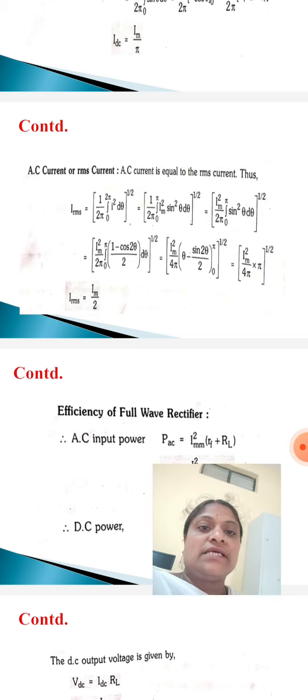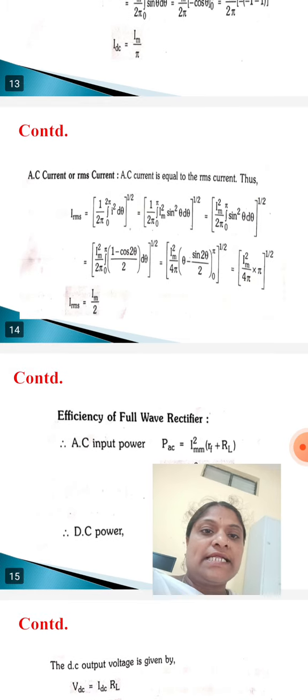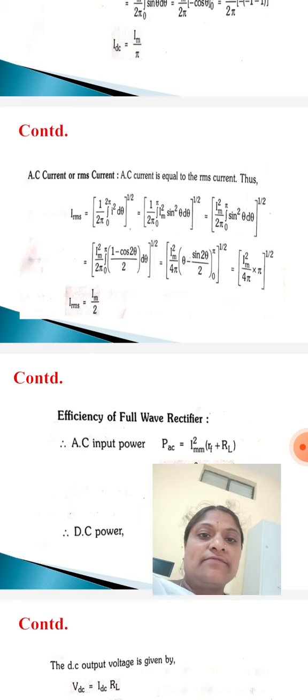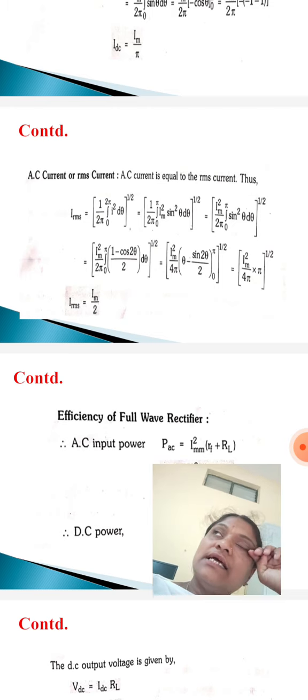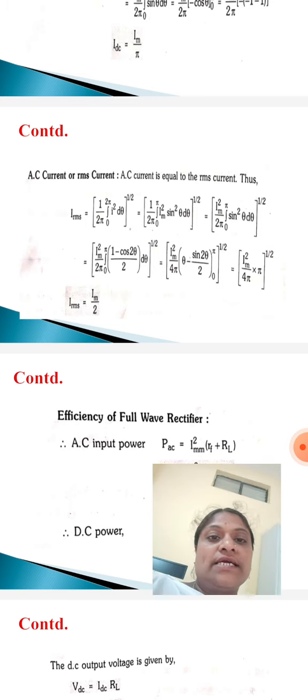Then simplify this. Therefore Im square by 2 into 2, that is 4. Im square by 4, pi theta minus cos 2 theta. What is the formula for cos 2 theta? Integration of 1 gives theta, minus cos 2 theta integration, where the integral of cos theta is sin theta. So here it is 2 theta, therefore by 2, cos 2 theta integration gives sin 2 theta by 2.